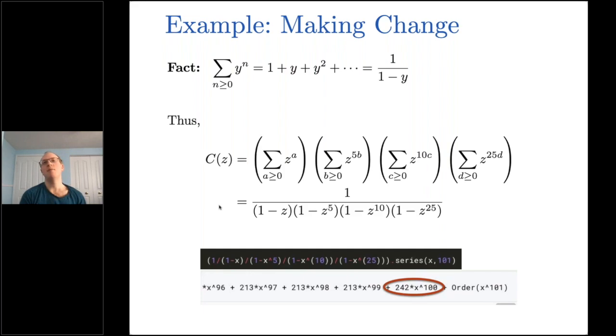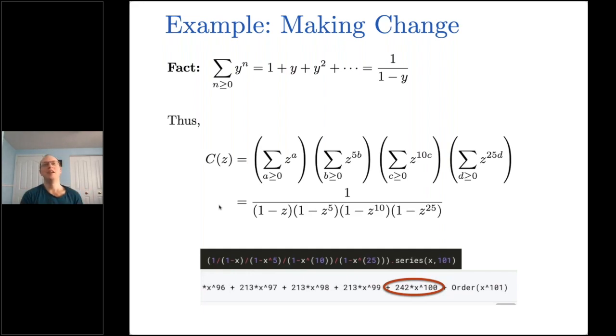So my question was, how many ways can I make change for $1? How many ways can I make change for 100 cents? You can go into, for instance, Sage and ask it to compute the terms in this series. For those of you who know Taylor series, you know that you can compute this by taking derivatives. That is not even close to the most efficient way to do it.